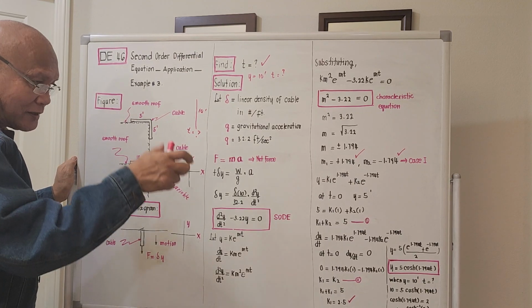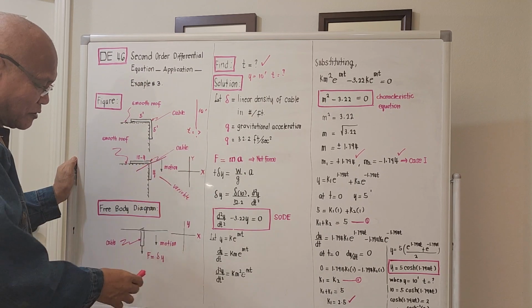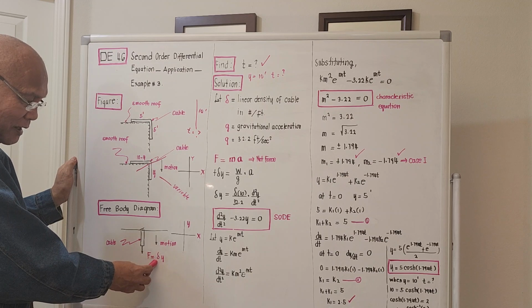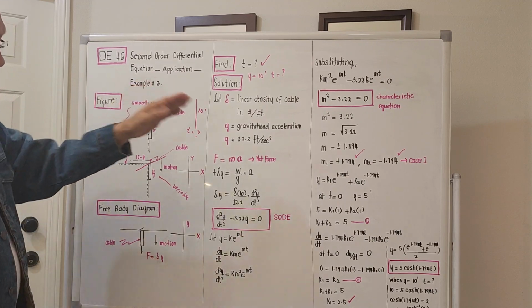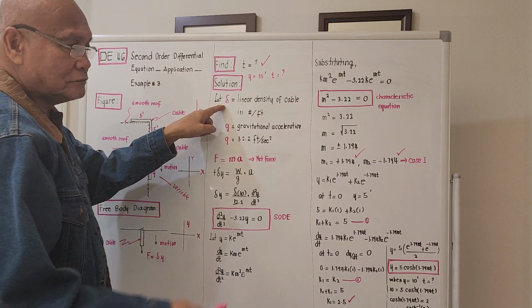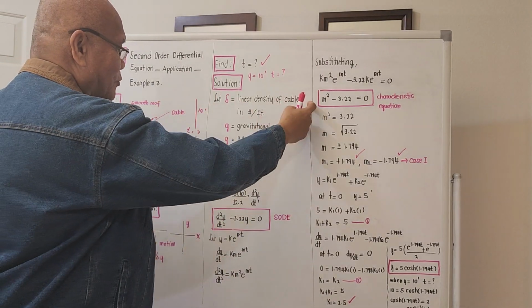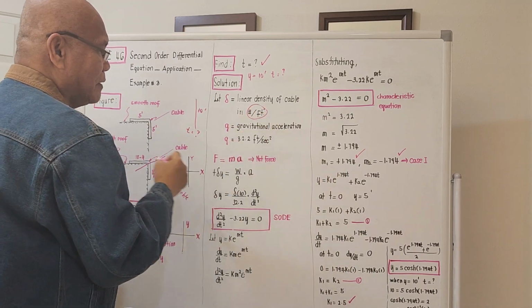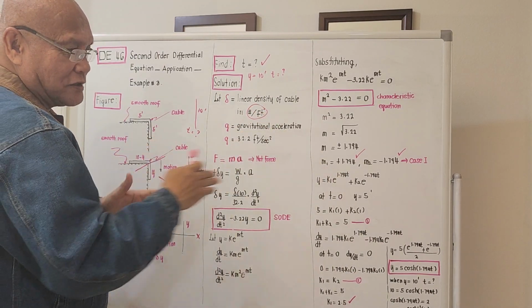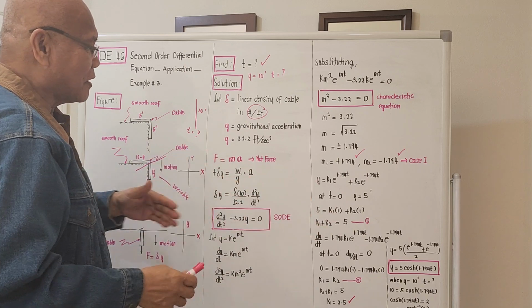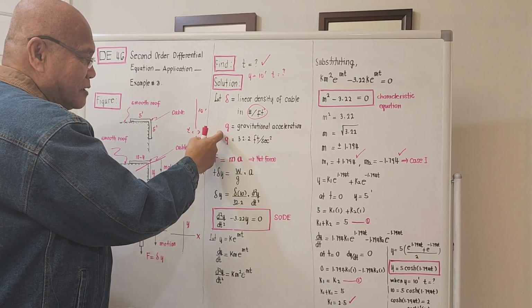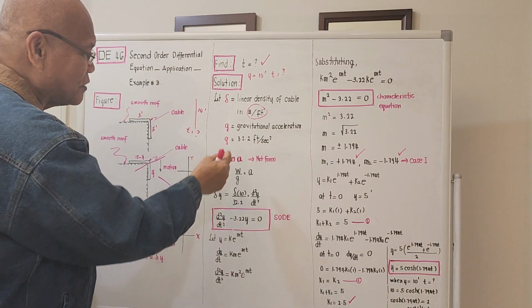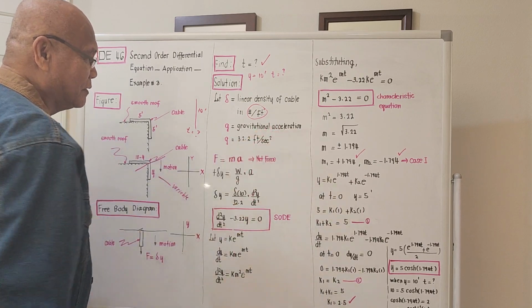So the only force acting on the cable as it slides off the roof is represented by capital letter F, and this is equal to delta times y. Delta is the linear density of the cable in pounds per foot. And since later on we need the gravitational acceleration represented by g, under the English system this is 32.2 feet per second squared.